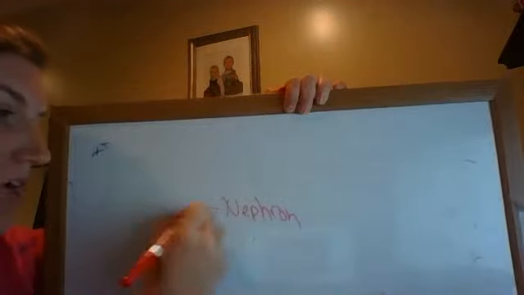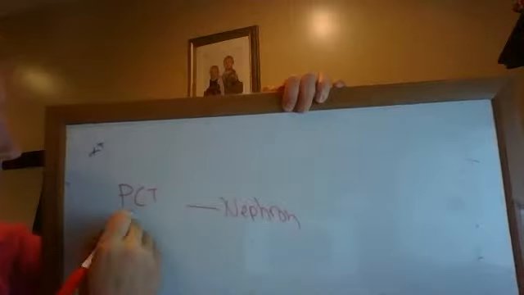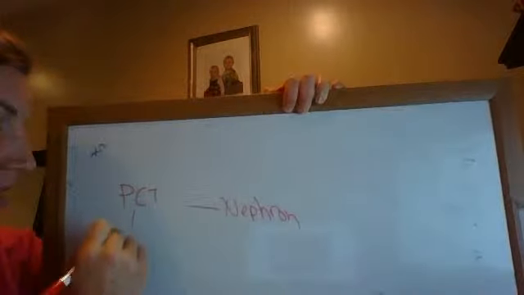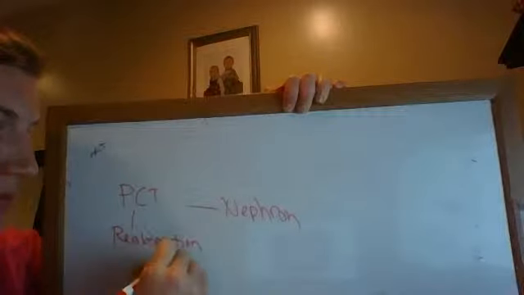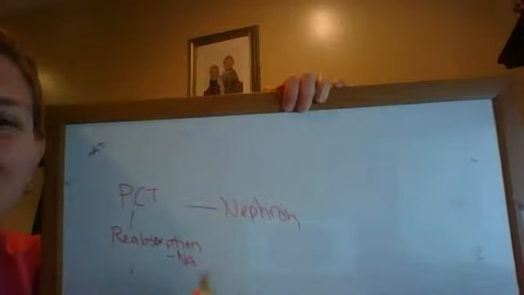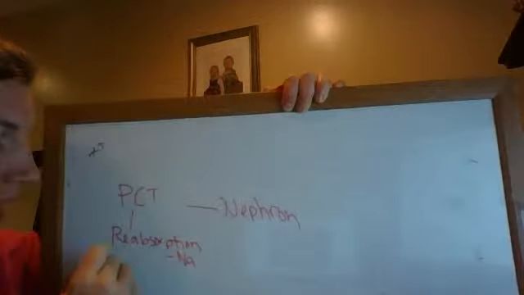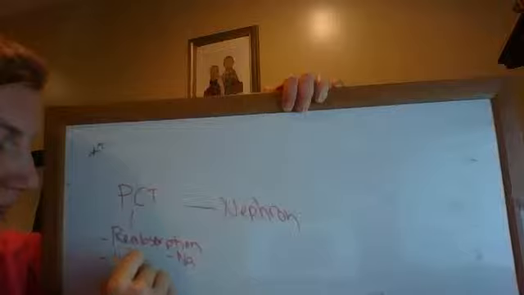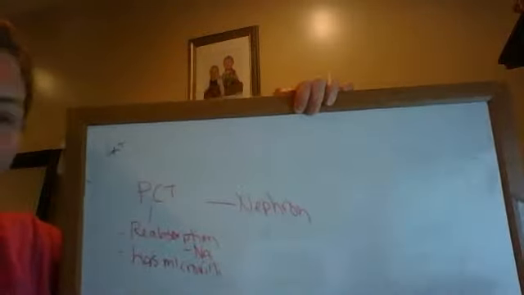Okay, so nephron. We talked about the PCT already. The PCT, or proximal convoluted tubule. This is mostly for reabsorption. And when we're talking reabsorption, we're mostly reabsorbing ions like sodium, right? Things like that that your body may need to retain. And it has those microvilli to help with that process.